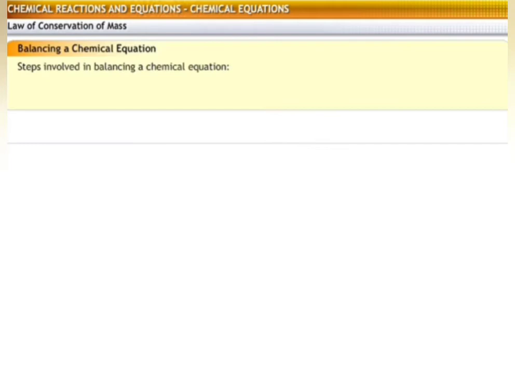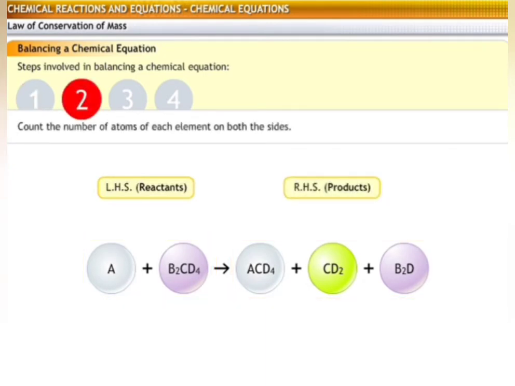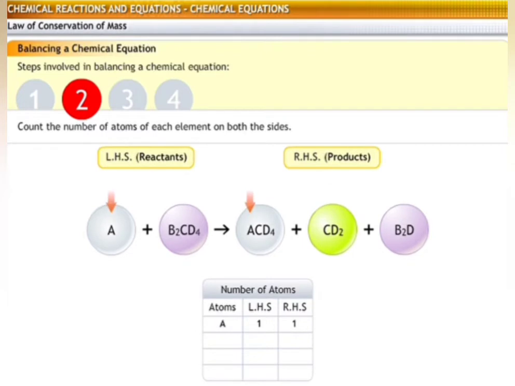The process of balancing a chemical equation involves 4 steps. Determining the reactants and products in a reaction. Counting the number of atoms of each on both sides.